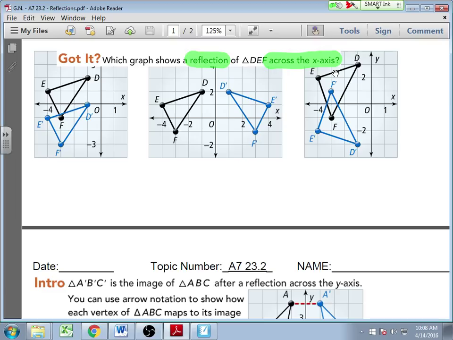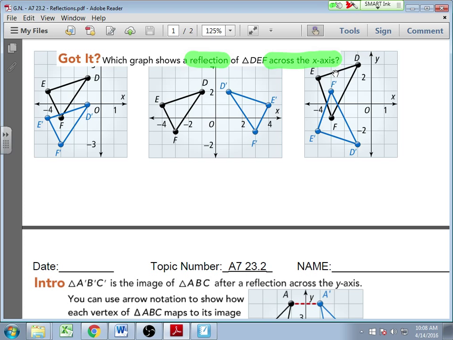This one's a little weird. You start to have to get creative with how you look at things. James, what do you think is happening in that first one? Are we reflecting across the x-axis? No. No. Are we doing anything that we can state?